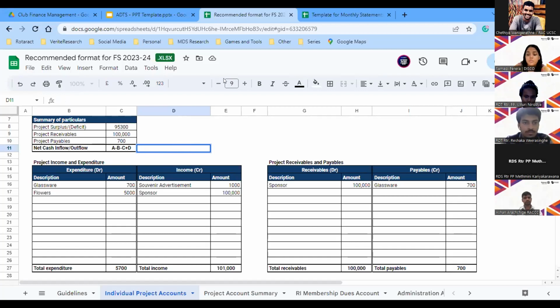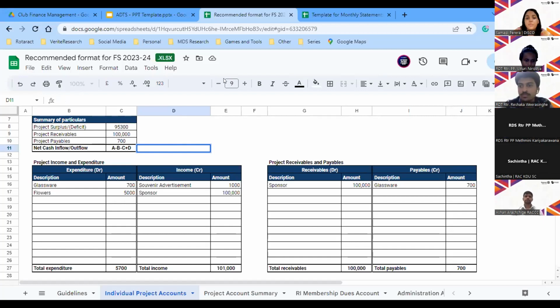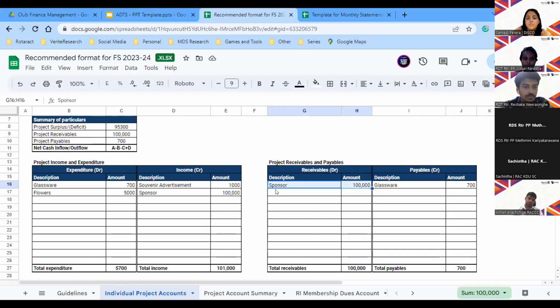Someone raised their hand. Can we remove the payable? Thank you for asking that question. Aman asked, once we settle a payment, can we remove the payable? Yes, once you have gotten the money, you can remove it. Once you get the money from the sponsor, you can remove it from here. Once you have made the payment to the glassware people, you can remove it from here, right?